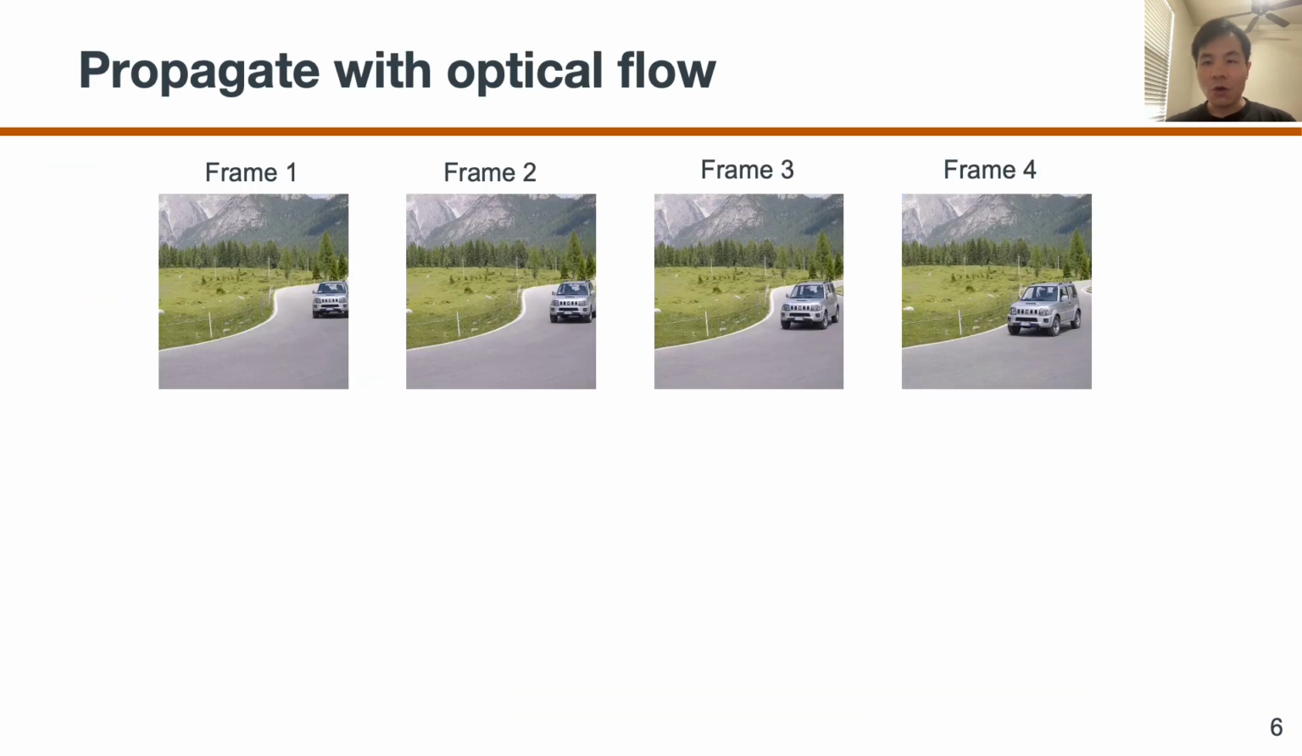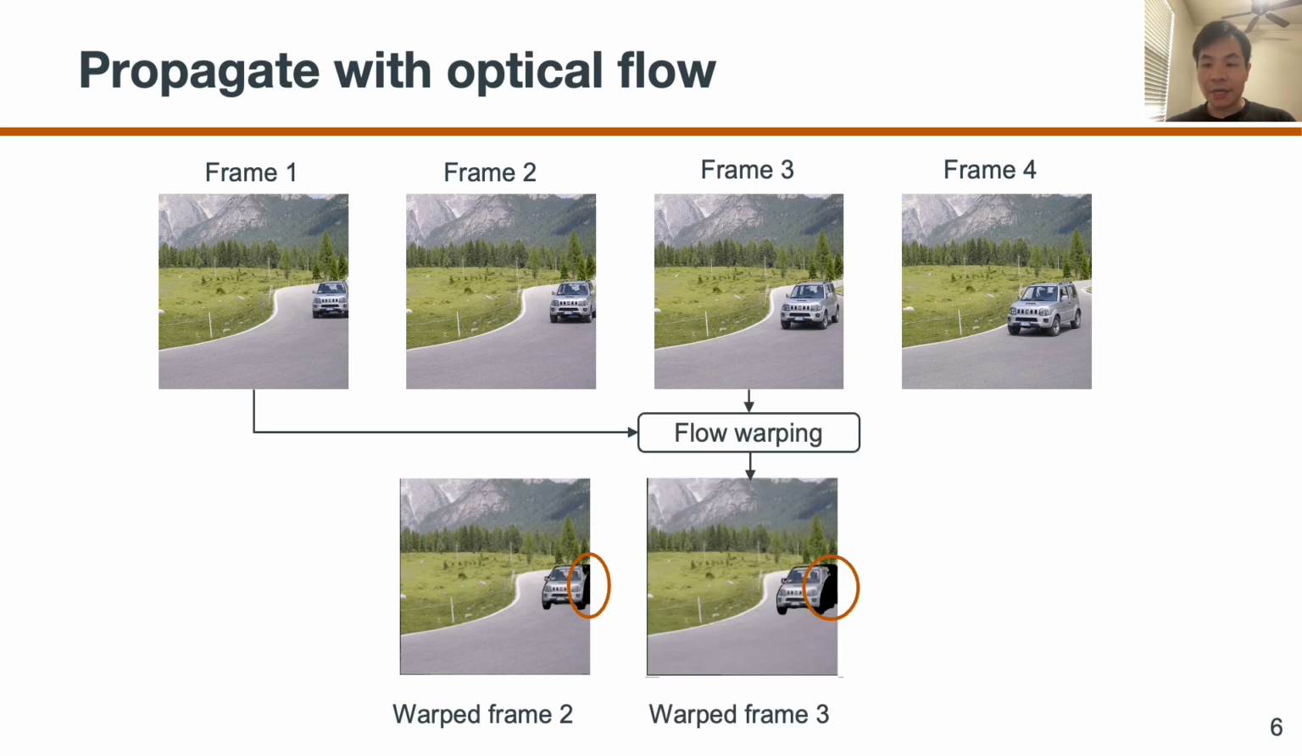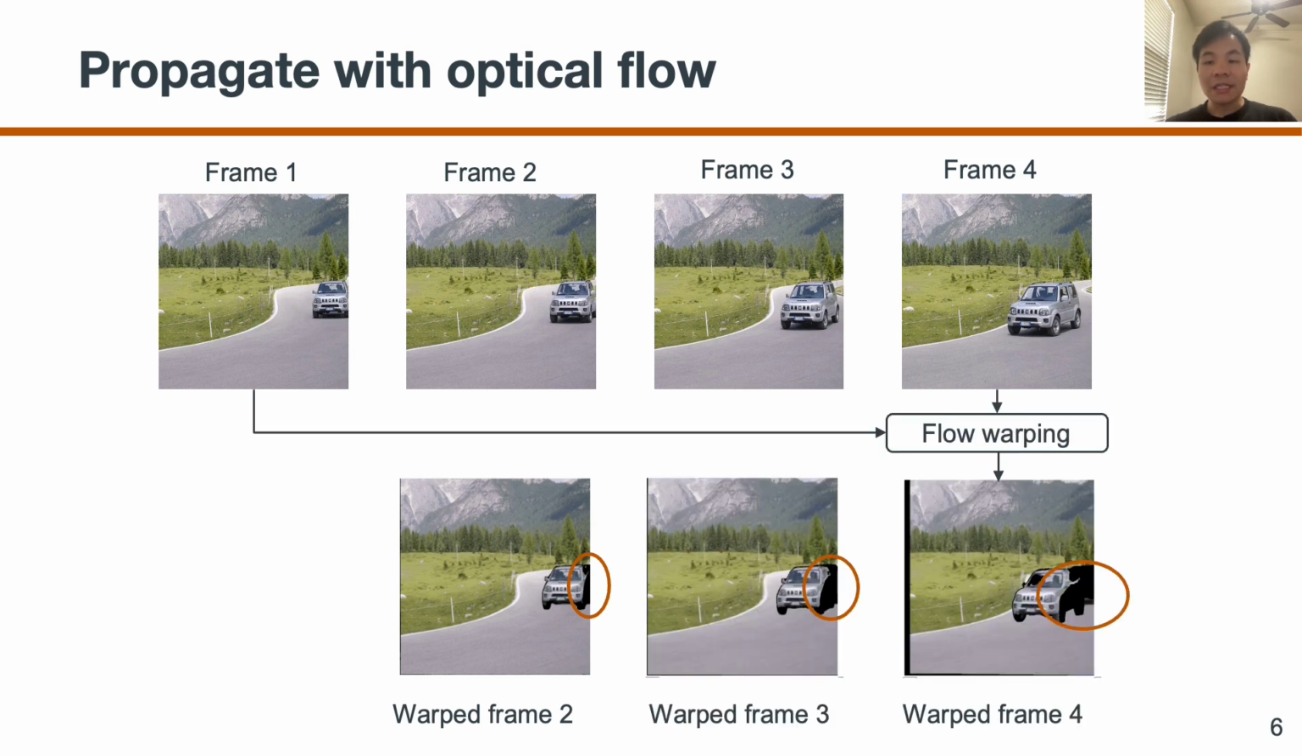Actually, the optical flow within the video could relay the pixel correspondence between frames. So therefore, it might be useful for propagation. For example, if we have 4 frames, and for frame 2, we perform flow warping to frame 1, we will have the warped frame 2, which has the exact layout as frame 2, but has some blank regions. These blank regions are occluded regions in frame 1. We could also do this for frame 3 and frame 4. We could see that the occluded regions, the blank regions, are actually getting bigger.